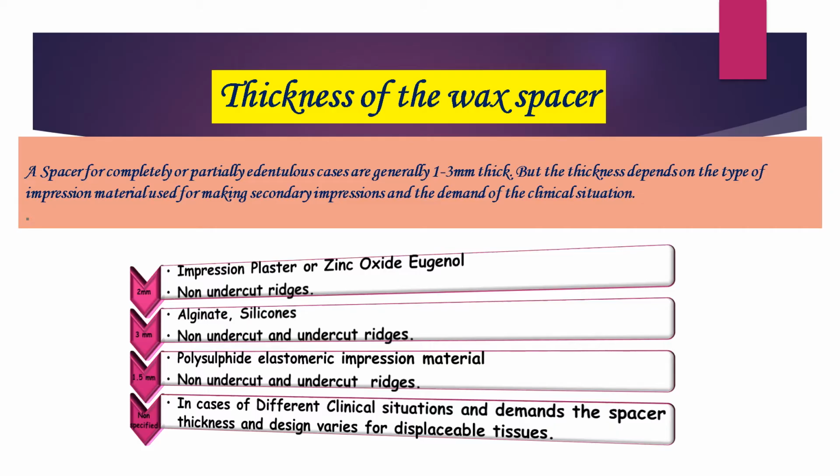Second one is a 3 mm spacer with tissue stops. Here used with alginate for non-undercut and undercut ridges. Third one is a 1.5 mm spacer with tissue stops used with polysulfide elastomer impression material for undercut or non-undercut ridges. Then a 3 mm spacer used with silicones for undercut and non-undercut ridges. And fifth one is non-specified. In cases of different clinical situations and demands, spacer thickness and design varies, like for displaceable tissues. So these are the various thicknesses of wax spacer.